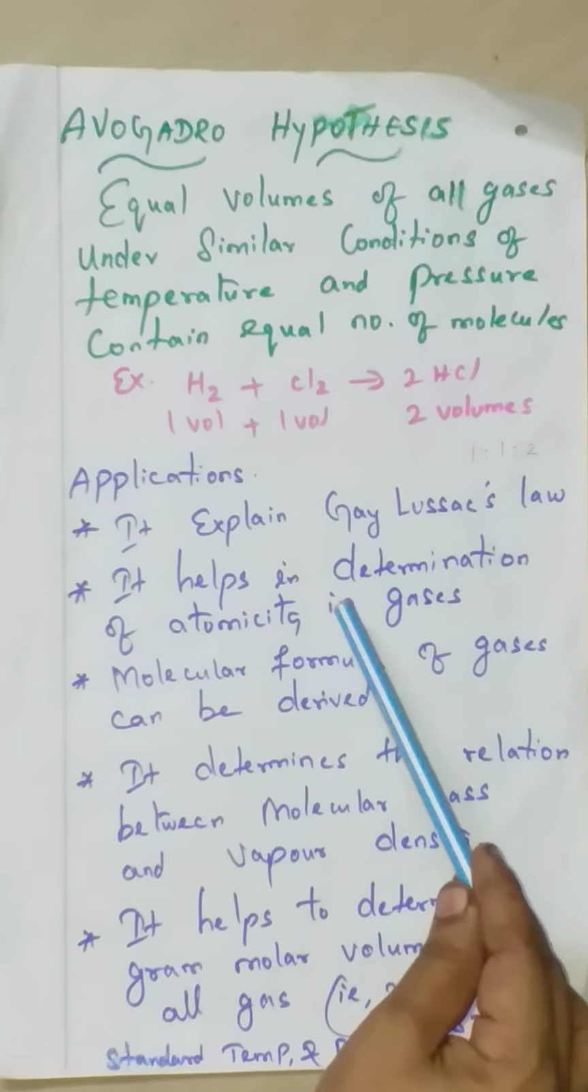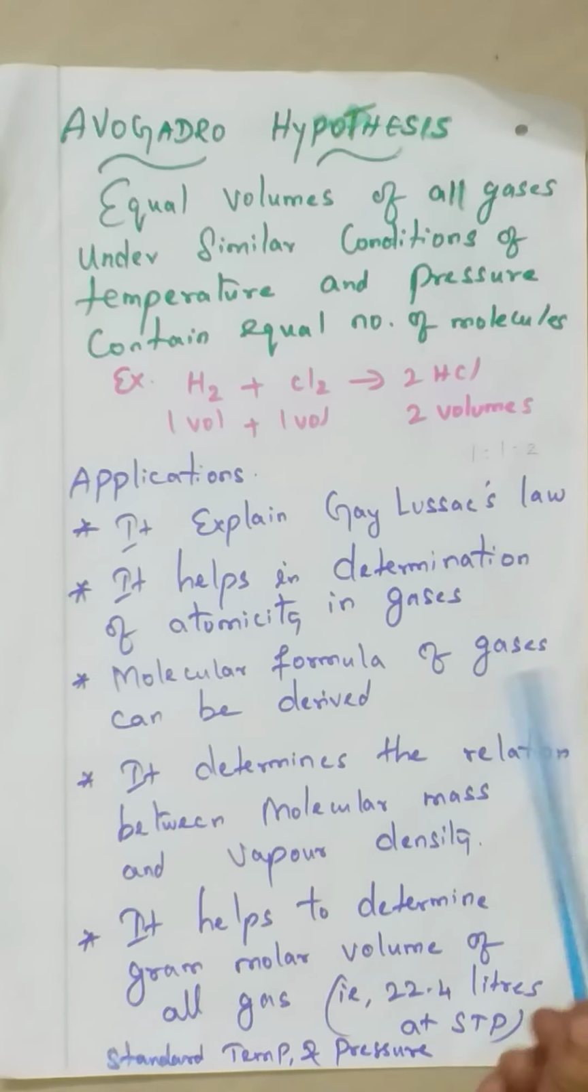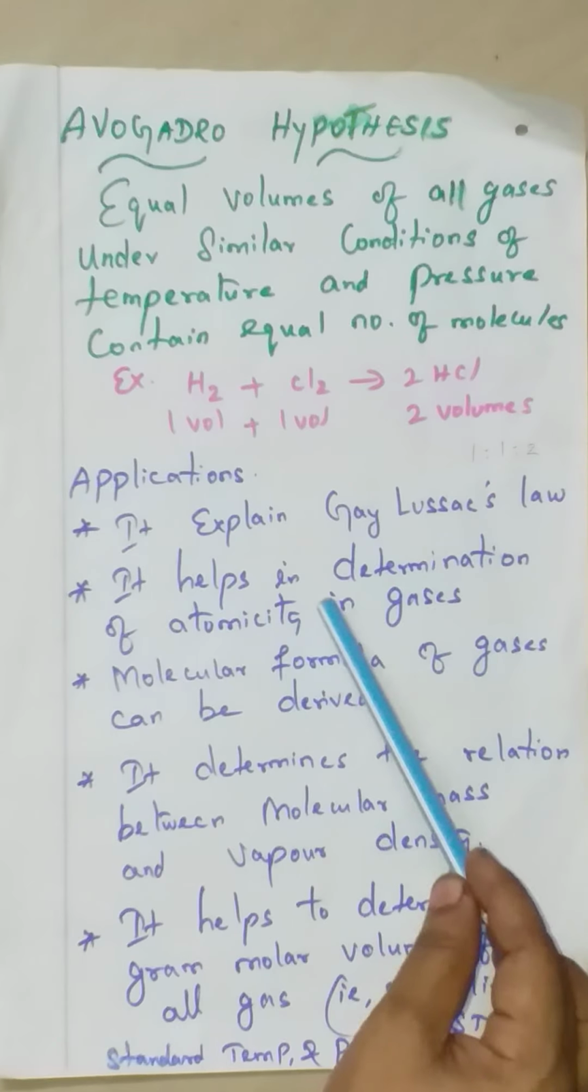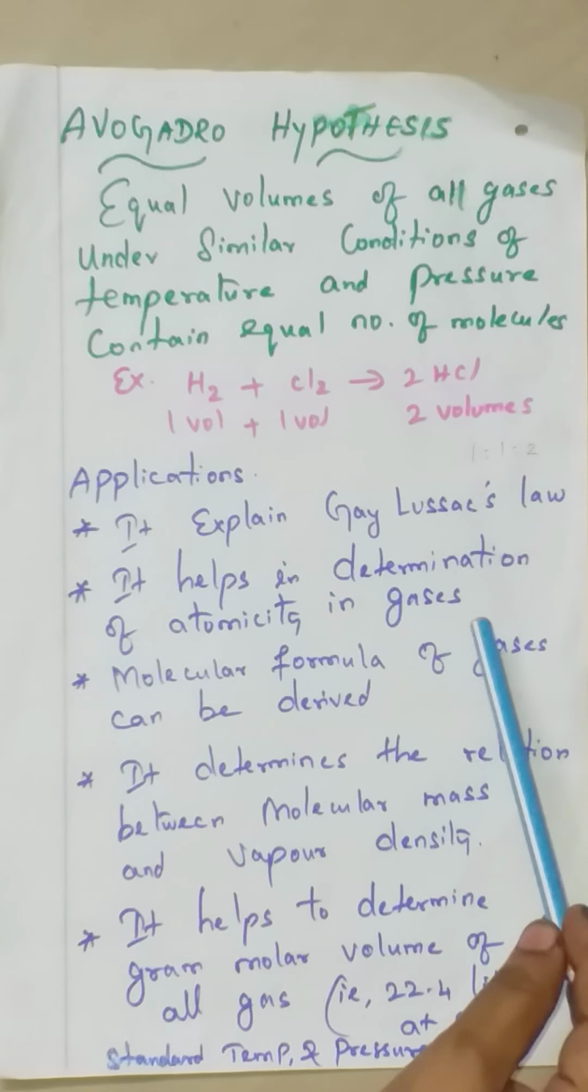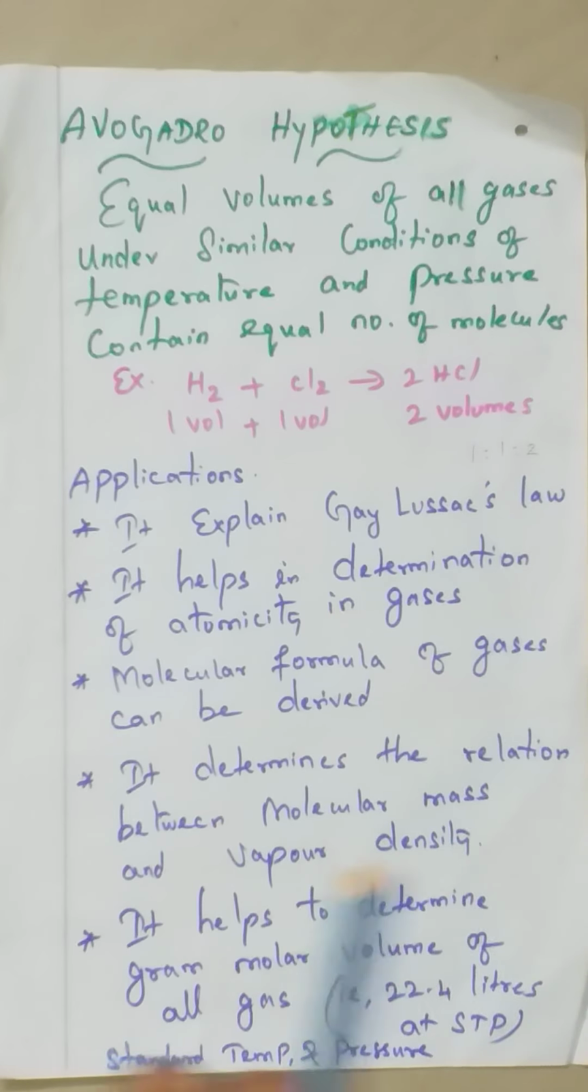Second point, it helps in the determination of atomicity of gases. By seeing the volume, by seeing the molecule, we can easily confirm how many atoms are present. That is called atomicity. Third, the molecular formula of gases can be derived. If we know how many atoms are present, we can frame the molecular formula. For example, if 2 atoms or 3 atoms are present, it will be a diatomic or triatomic molecule.